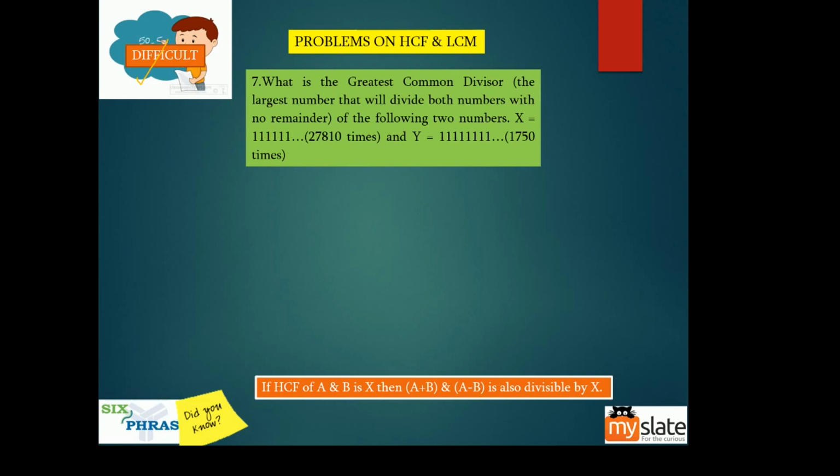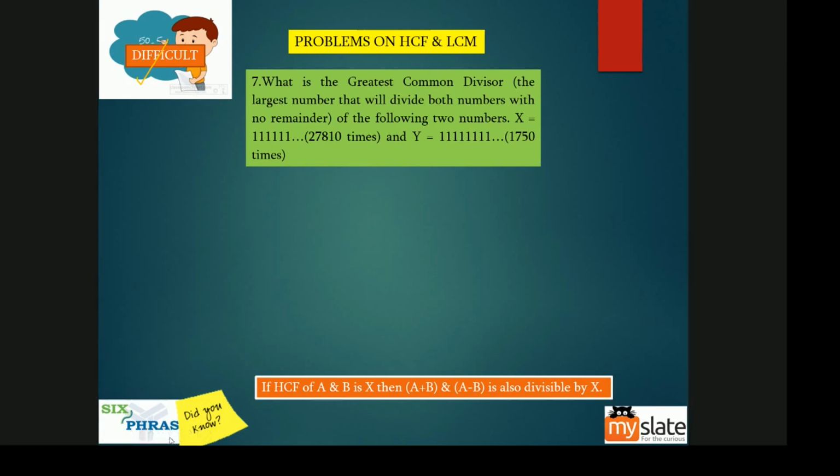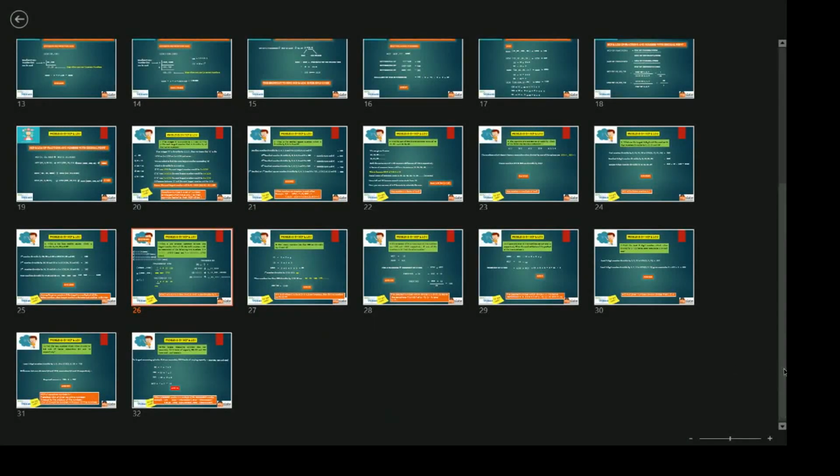I told you, right? If a number can divide two numbers and give you remainder 0, it could be the HCF, because all common factors will do that. Common factors of both numbers will do that, but the HCF is the largest of those numbers. You remember the slide here? We'll just go back to this HCF slide.